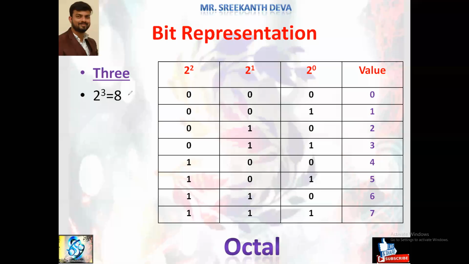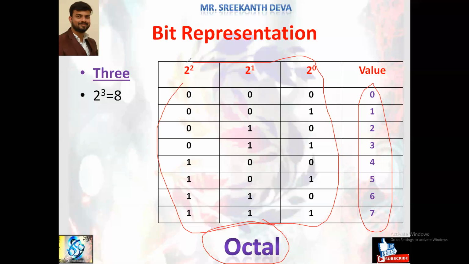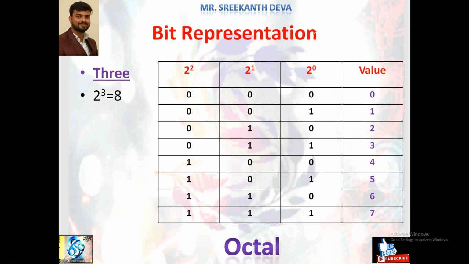2 to the power of 3 equals 8, 3-bit representation. In future, we may call it octal representation. Octal representation is calculated from 0 to 7: 0, 1, 2, 3, 4, 5, 6, 7. Octa means 8. It is represented by what? 0 to 7. So this is about binary table construction, represented by zeros and ones. Okay, so this is about octal representation. Next I move to the next slide.